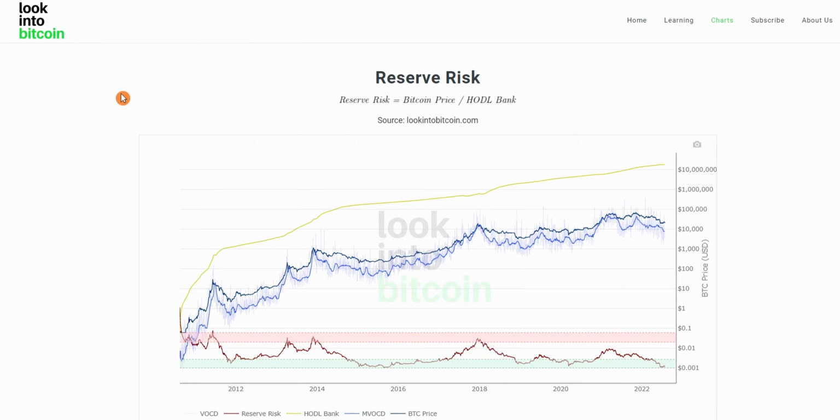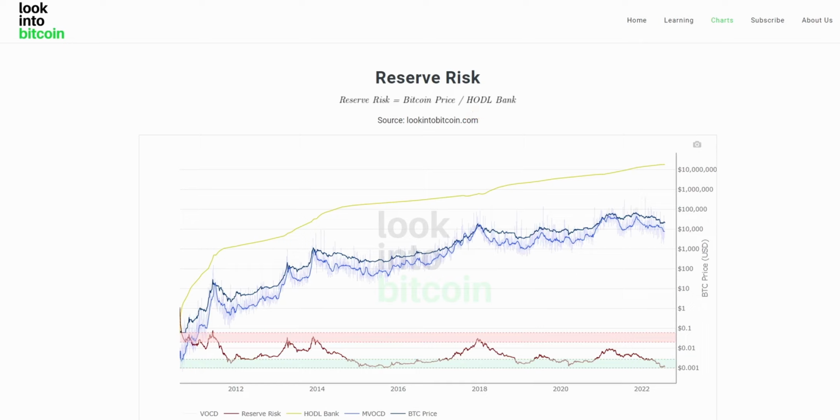So what is the Bitcoin reserve risk chart? Well, as you can probably tell immediately, this is one of the slightly more complex charts we have on lookintobitcoin.com. We can see just from the key here, there are many terms that you might not be familiar with, and the actual calculation of reserve risk, as we can see here, Bitcoin price divided by the HODL bank, may seem a very foreign concept to you. But I promise by the end of this video, you'll know what we're looking at.